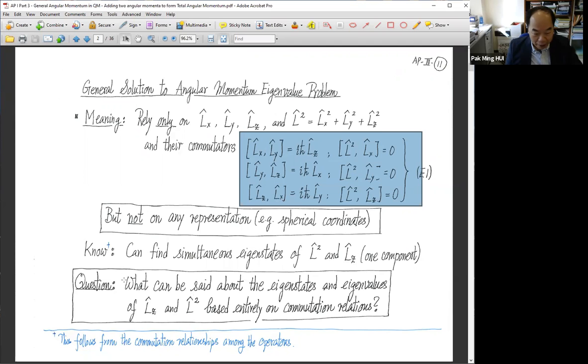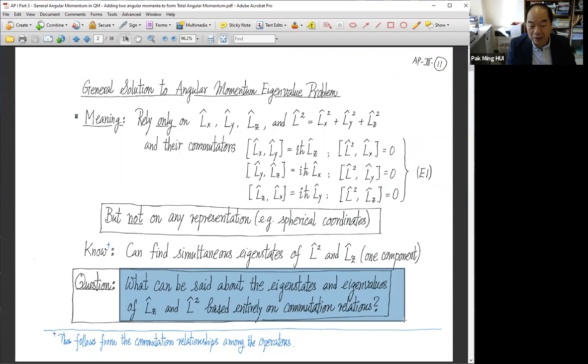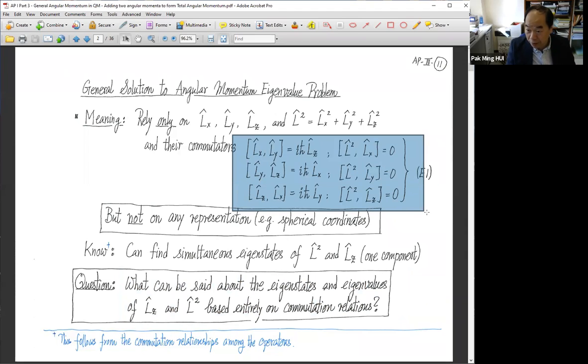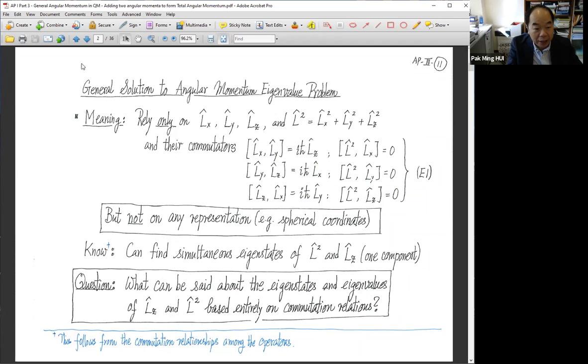Our question will be, what can be said about the eigenstate and eigenvalue of this L square and Lz solely based on these 6 relations? We don't need to write them in terms of theta, phi, real space coordinates, etc. Okay, so that is the question. That is what we meant by general. So I hope that at least you know what we are asking.